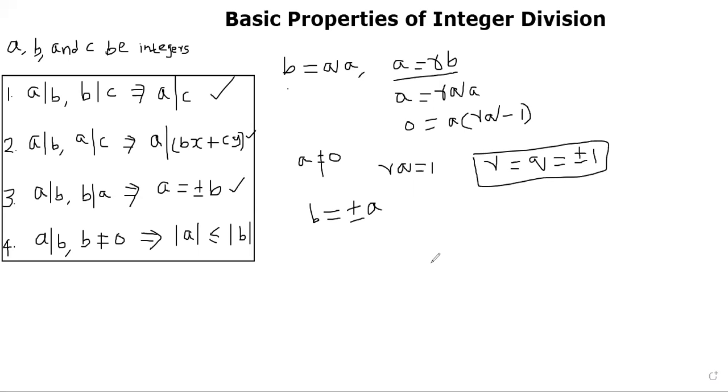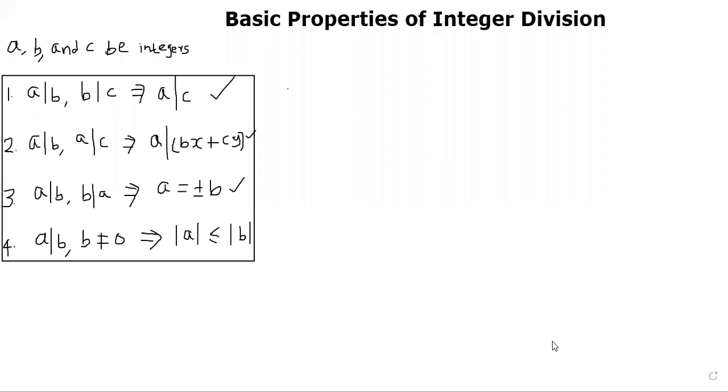All right, let's move on to the final property. So what is the meaning of A divides B? Well, it means B is equal to Q times A. They also tell us one more thing. They said B is not equal to 0. So since B is not equal to 0, what can you say about Q? Q cannot be 0 either. If Q is 0, B will become 0, a contradiction. So Q is not equal to 0.